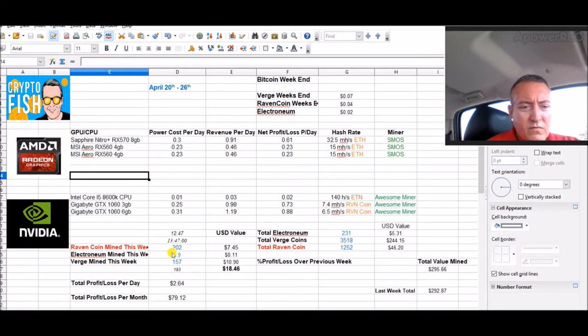So, right now we're at 202 Raven coin mined, equaling $7.45 as of today's price a little bit ago. 157 Verge mined this week, $10.90 worth, and only 4.9 Electroneum. It's a big one right there, 11 cents. Total value mined since we started, we are in week 10, $295.66.